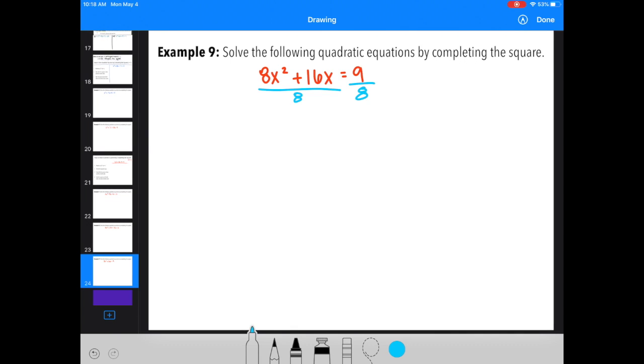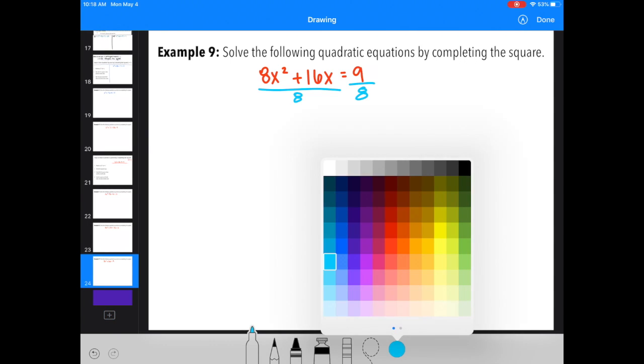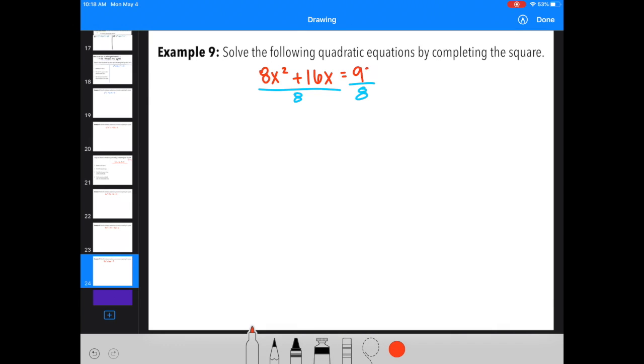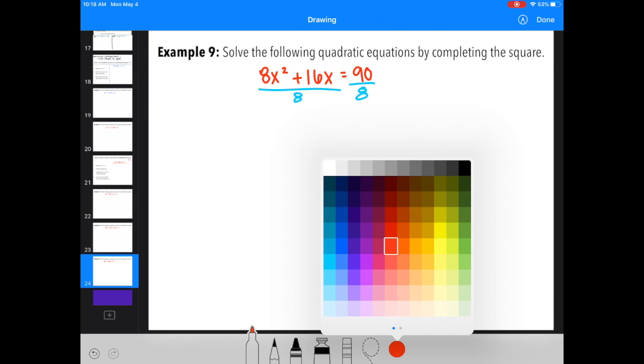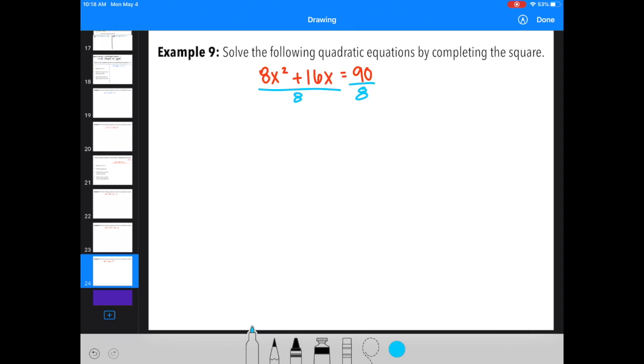That leaves me, I'm looking at my equation right now. That's supposed to be 90. That would have messed up the whole problem. So I'm going to divide that whole equation by 8, which gives me x squared plus 2x is equal to 90 over 8, which simplifies down to 45 over 4 by dividing both by 2.